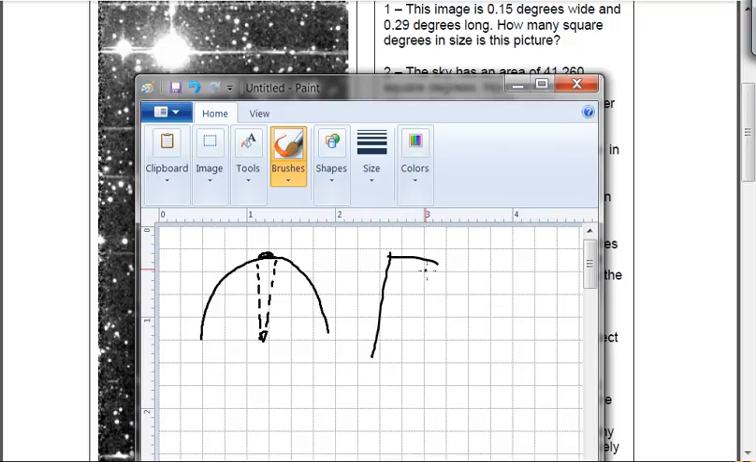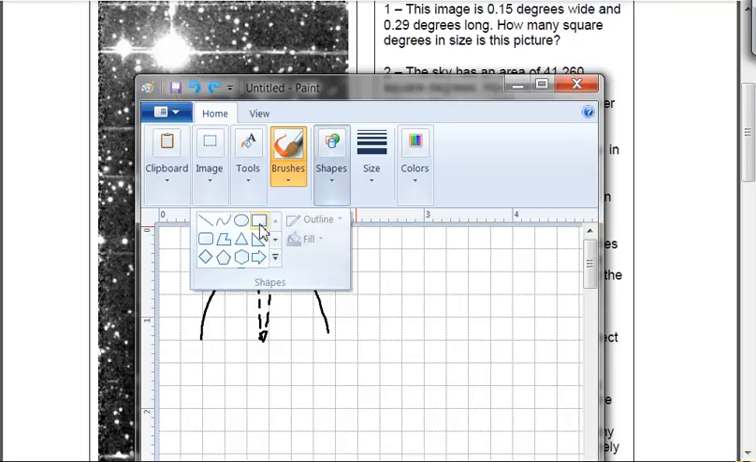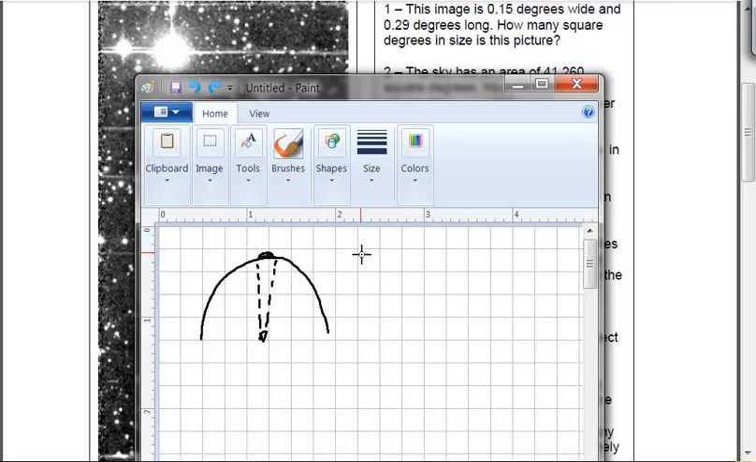Well, I'm sorry that this thing's hideous. I have no idea why I can't draw a square. Must be because it's 1 o'clock in the morning. Let me go to shape. Do this guy right here. And pop that bad boy down right there.